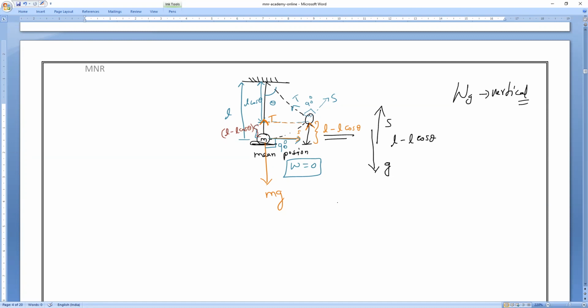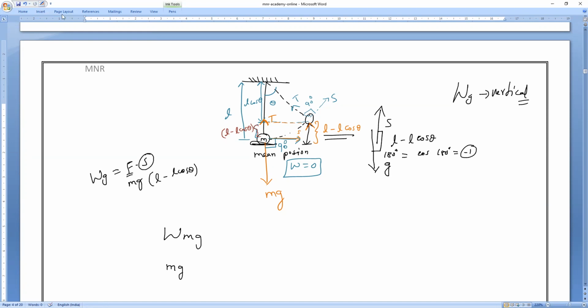So what is the work done by gravity? Work done by gravity is equal to F into S. F means mg. The displacement is L minus L cos theta, and the angle between them is 180 degrees. Cos 180 is minus 1.